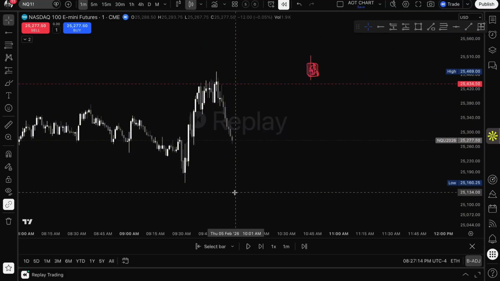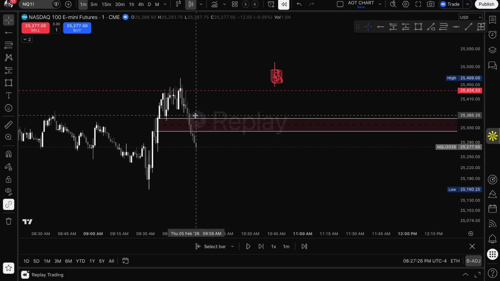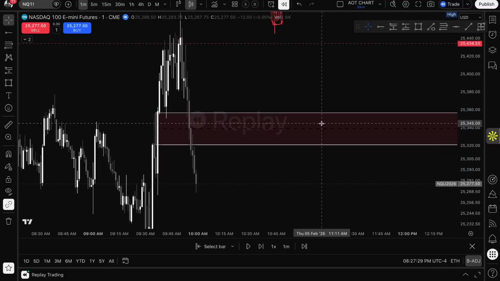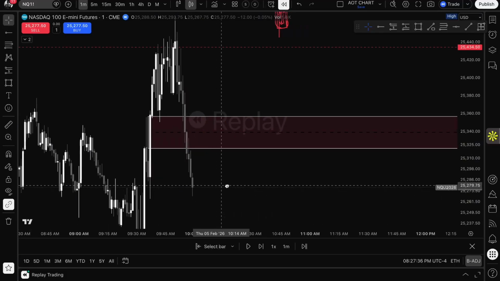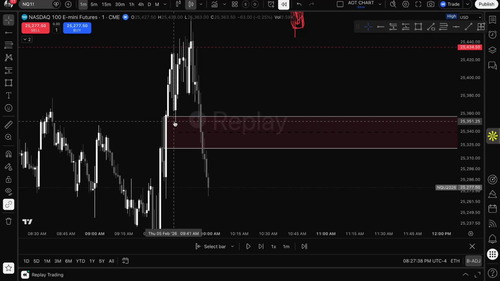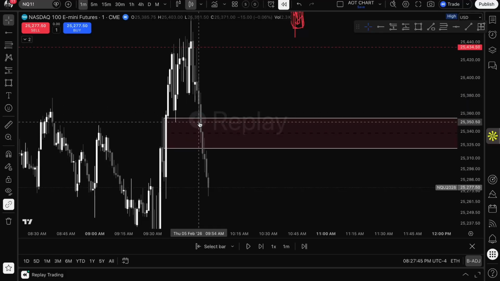So for me, I would have taken this. We tapped into this objective right here, this fair value gap. We tapped into it on this candle right here, this 954 candle. Wait, no, actually no, we didn't. It's right here. Oh yeah, we did. Okay, so we tapped into this. We rebalance and then displace lower right here.